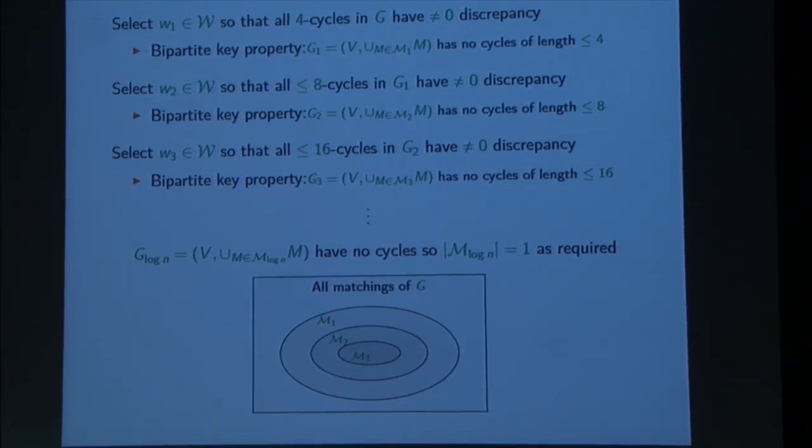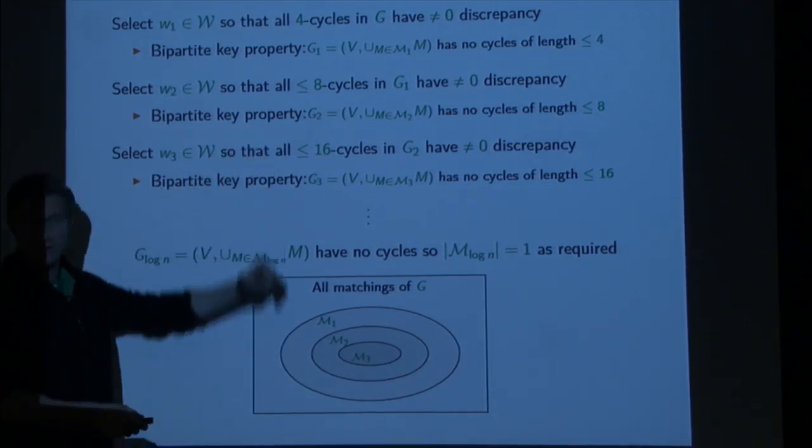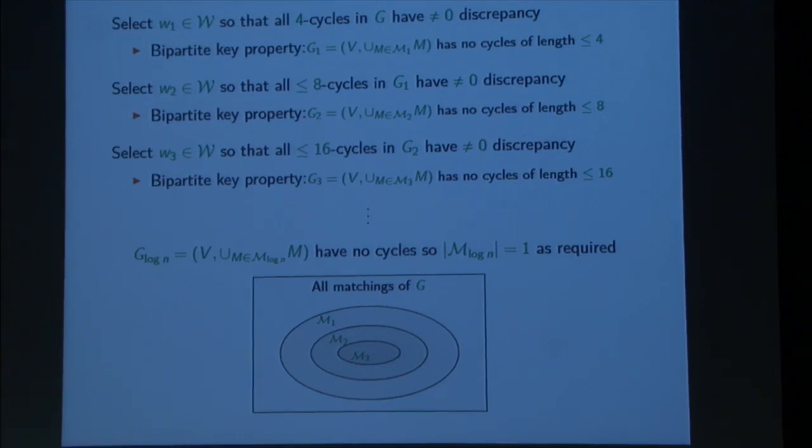So that's the whole proof. The missing ingredient is, why does a graph without 8 cycles have few 16 cycles? Let me prove that. I will prove this, and you will see how clearly the argument generalizes.